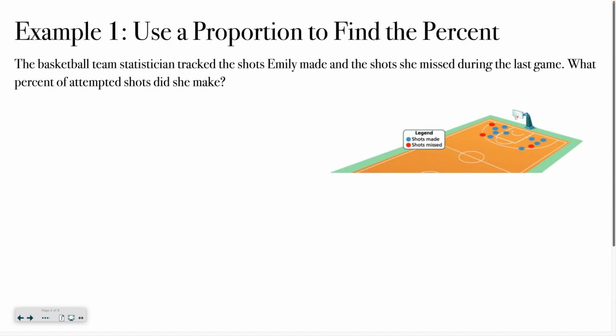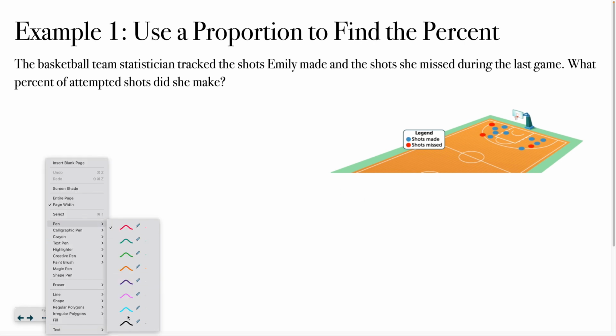So, Example 1, use a proportion to find the percent. The basketball team statistician tracked the shots Emily made and the shots she missed during the last game. What percent of attempted shots did she make? Okay, so the blue dots on the image all represent made shots. The orange or red ones represent the missed shots.